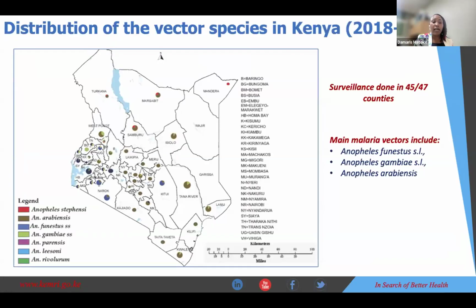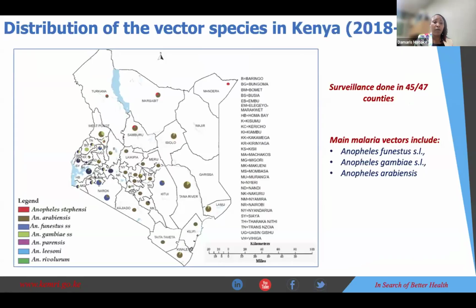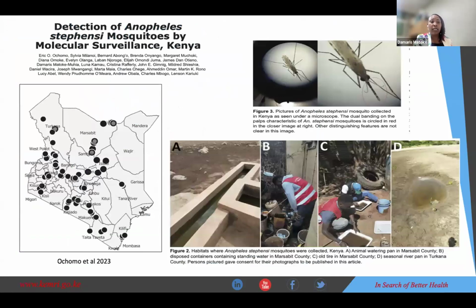So based on the active surveillance, we detected Anopheles stephensi. I won't speak much about it, but I'll highlight that the first detection was found in Marsabit County. Maybe I can go back to the map. Marsabit County is in the northern part of the country up here, and that's the first place that the vector was detected, and this was published, and Eric is the lead author on that.